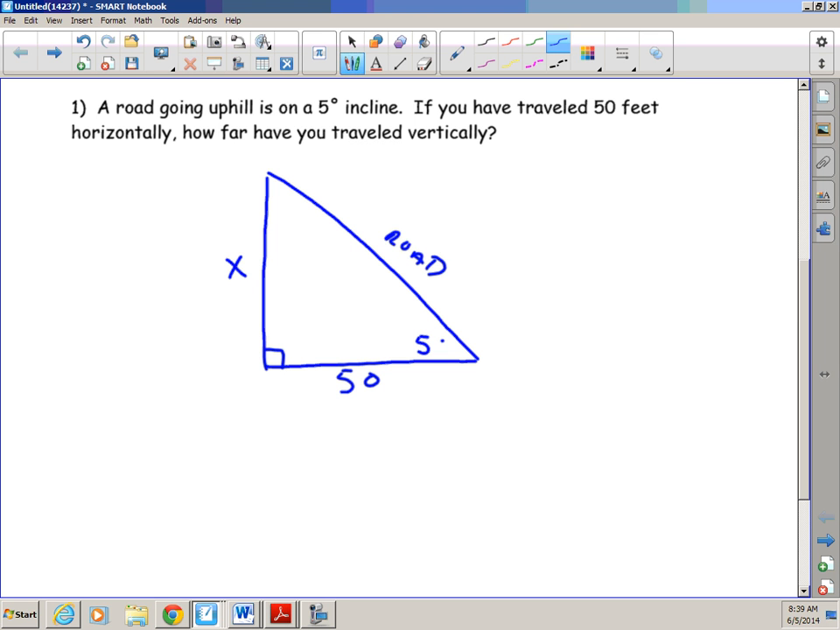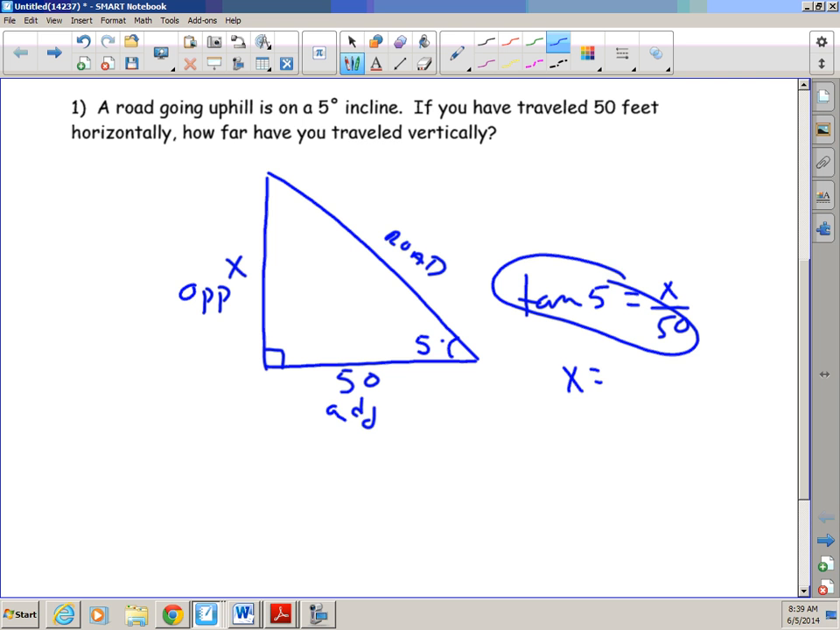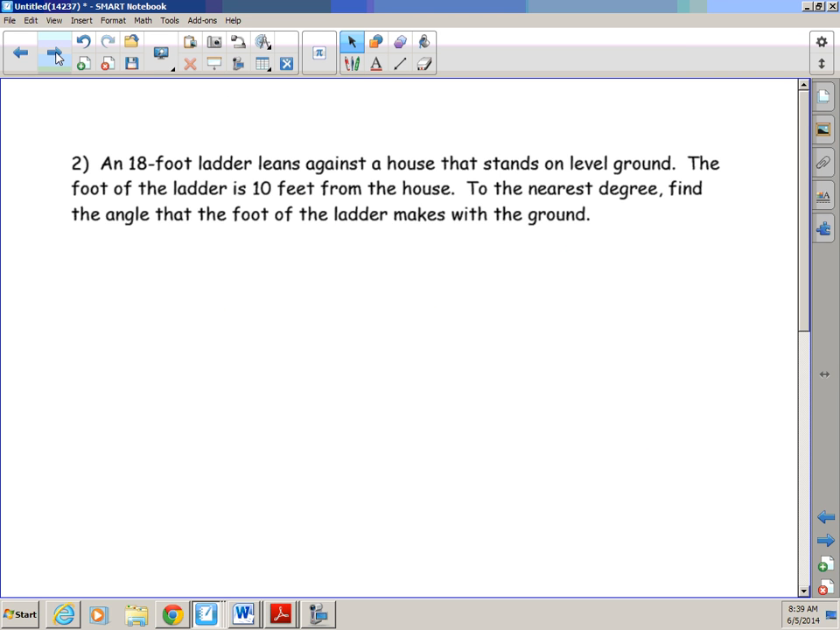That's vertical. Okay, so now I go to my acute angle here. I know that this is opposite and this is adjacent. So that tells me I'm going to use tangent of 5 is equal to x over 50. We cross multiply to get x is equal to 50 times the tangent of 5, so that we get 4.4 feet is the value of x. Okay? Now we go to the next problem.